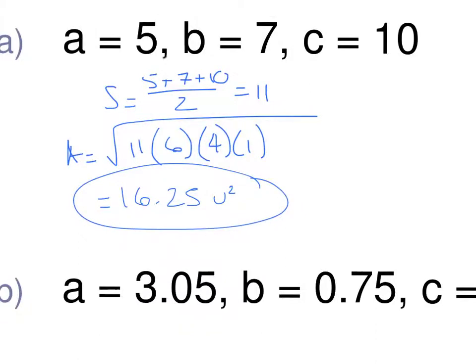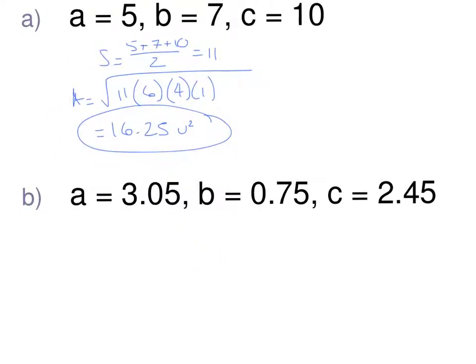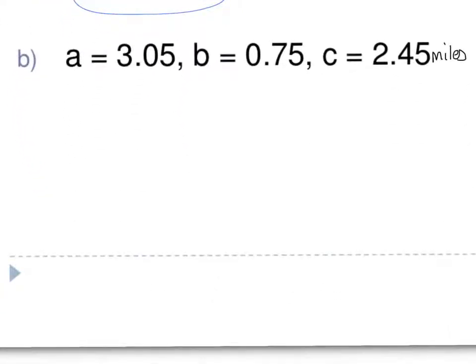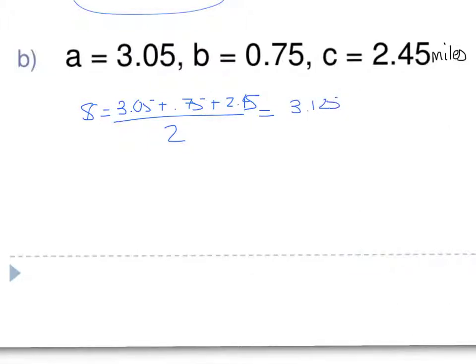All right, let's take a look at B. Let's say this is in miles, guys. Okay, so again, we want to solve for S first. S equals 3.05 plus 0.75 plus 2.45. Divide that by 2, and we get 3.125. Now we're going to find the area. That's 3.125.